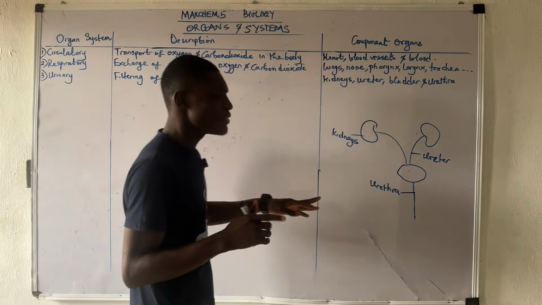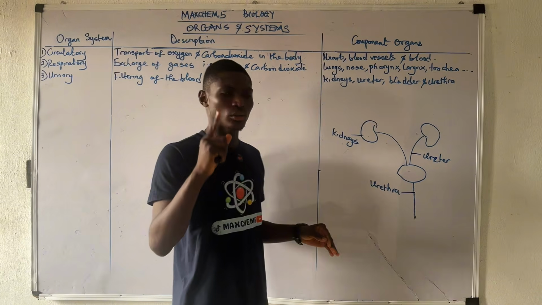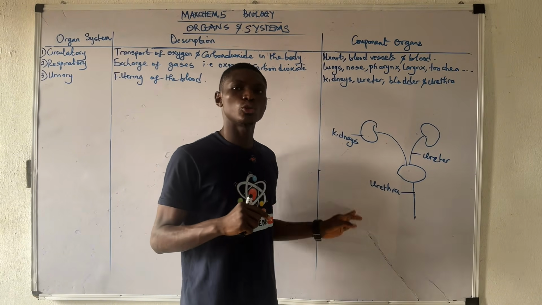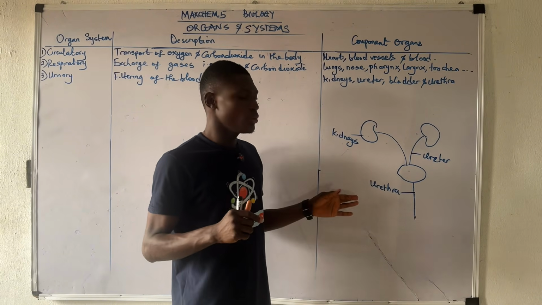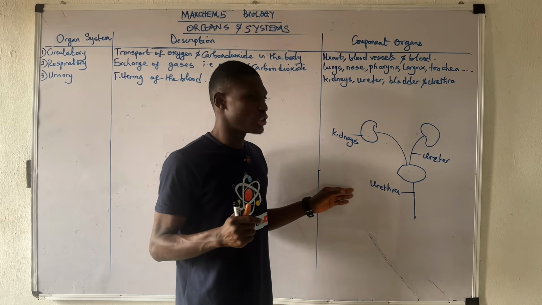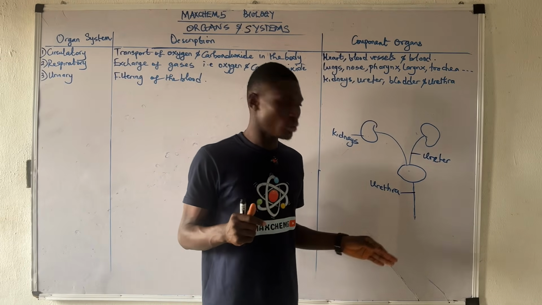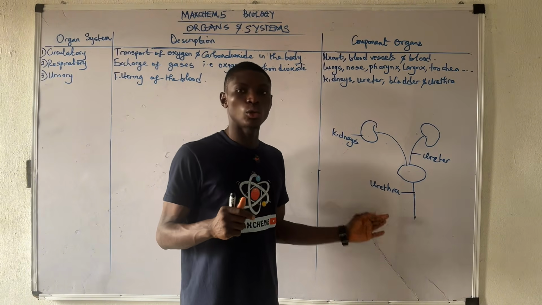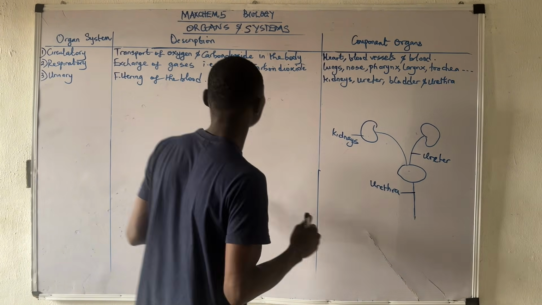The urethra in females has just one function: to conduct urine out of their body, while the urethra in the male has two functions. That is why it is known as the urinogenital tube. It conducts urine and also conducts semen out of the body.